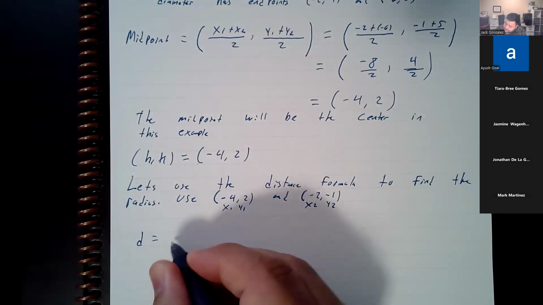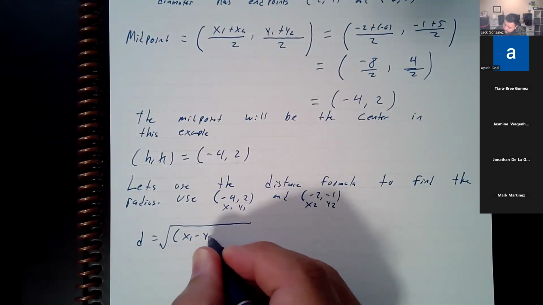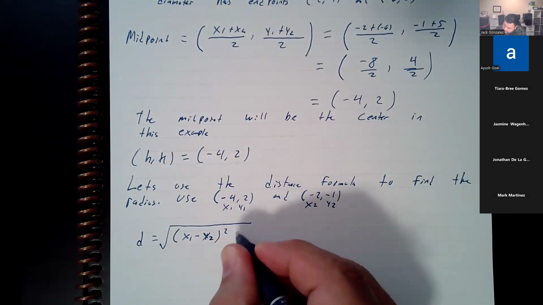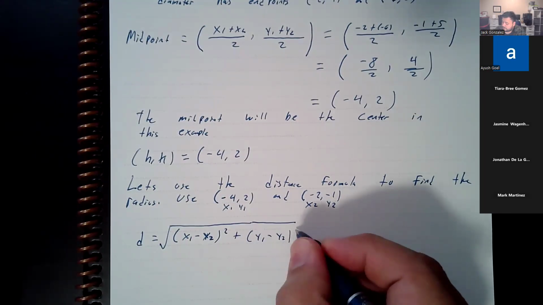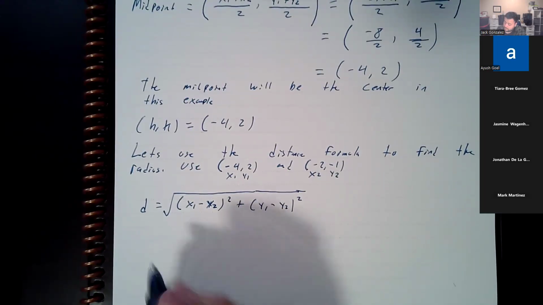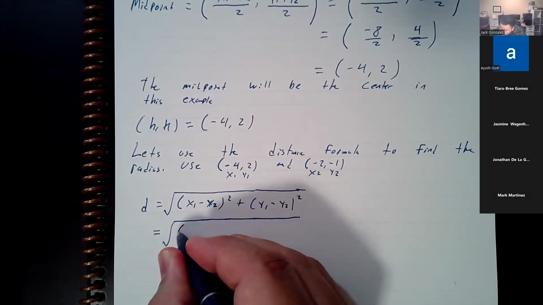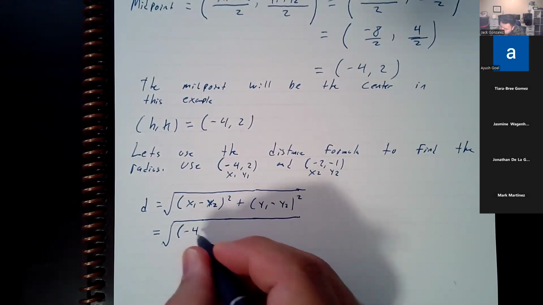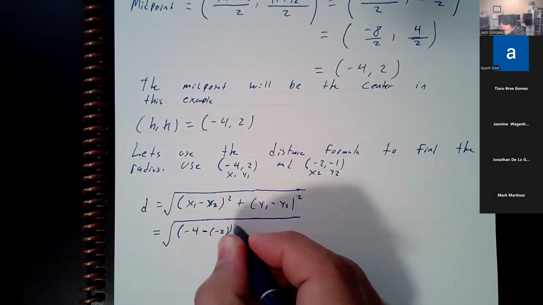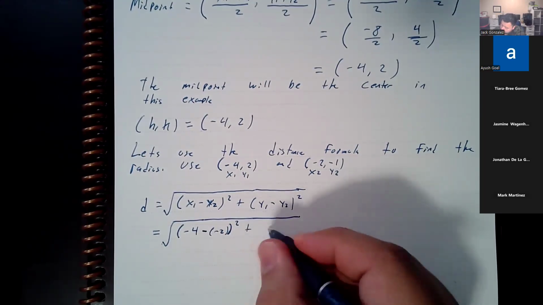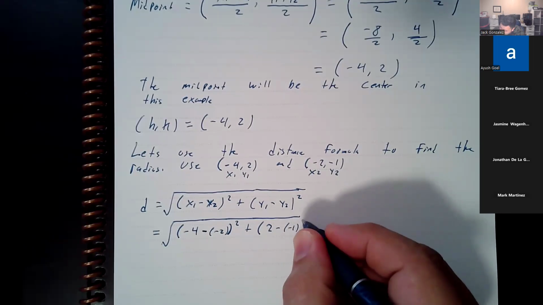So the distance would be the square root of x1 minus x2 squared plus y1 minus y2 squared. Plug it in. That's going to be negative 4 minus a negative 2, then squared, plus 2 minus a negative 1, then squared.